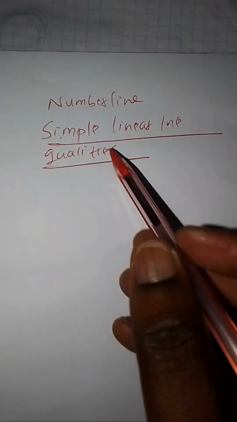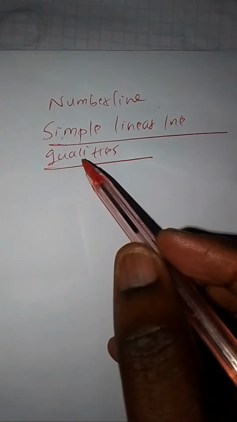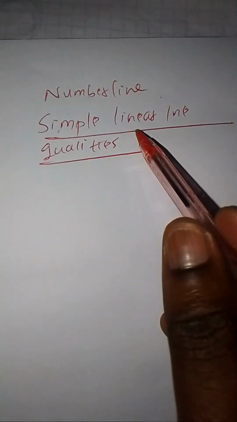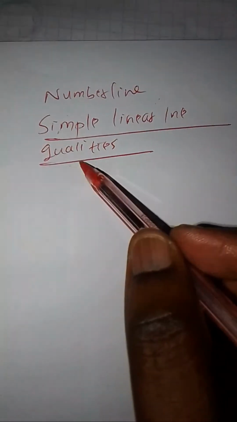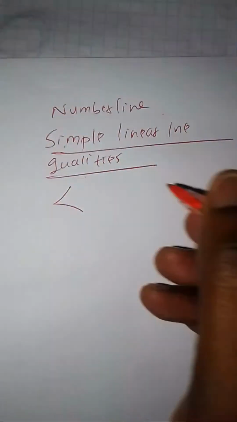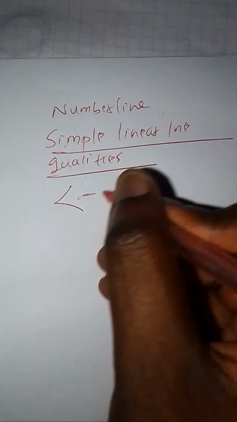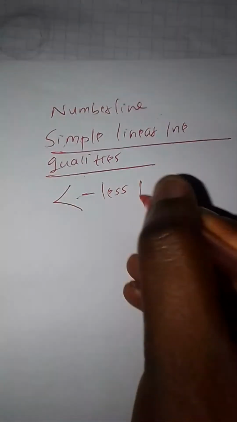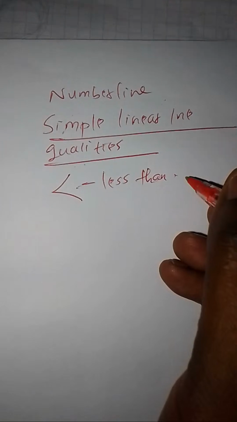So I want us to learn about a number line. About number lines, you're going to learn about simple linear inequalities. We have several linear inequalities like this one. There are symbols for this. This symbol is for less than.